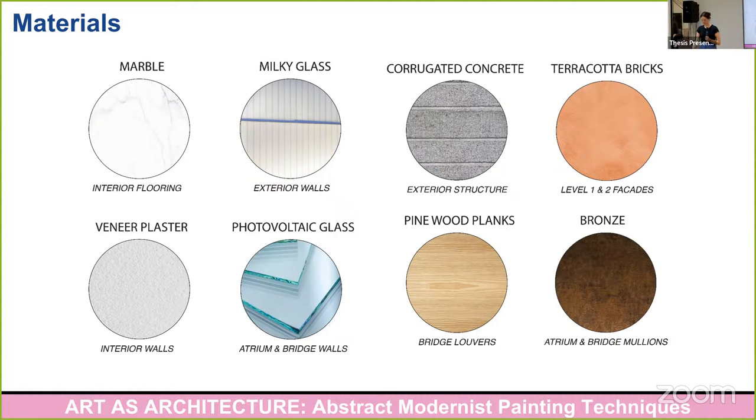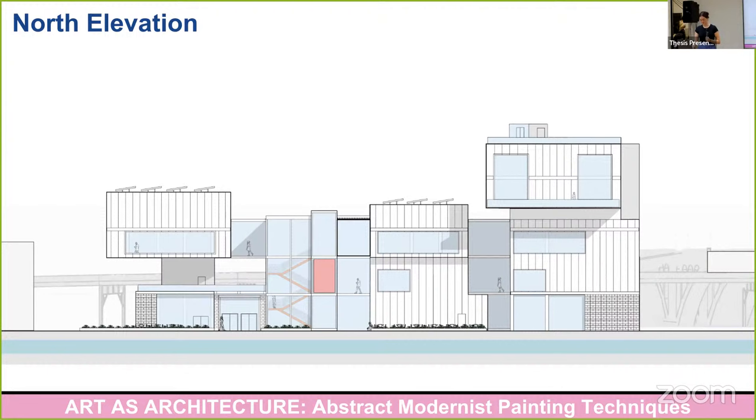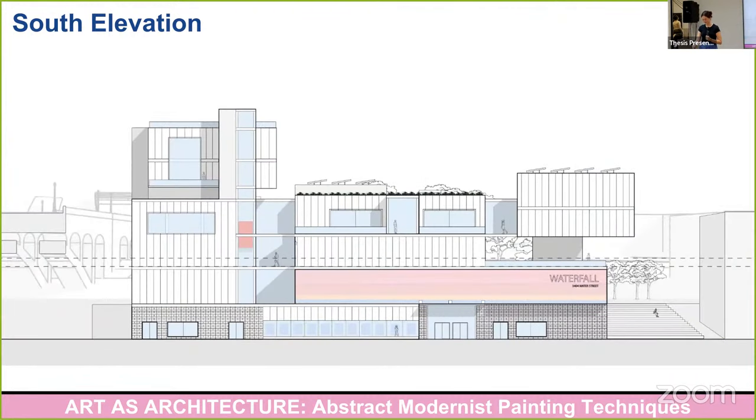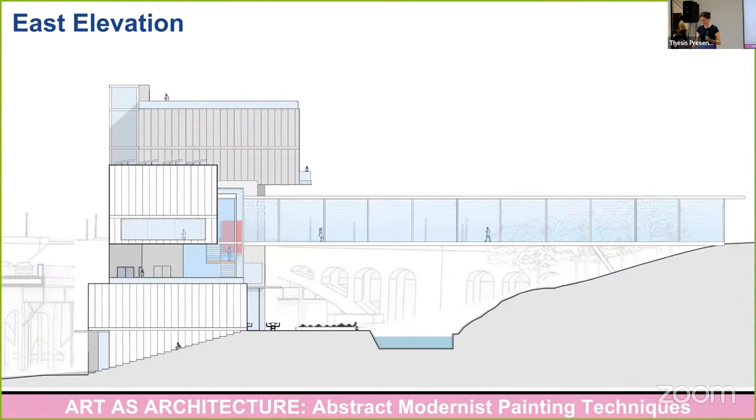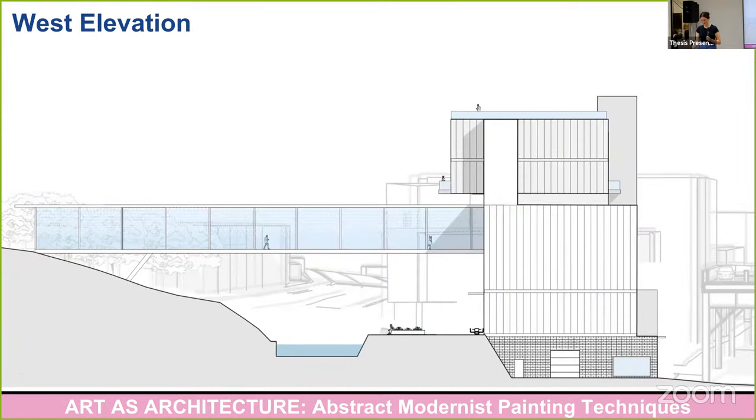The atrium and bridge are made of a PV low-E glass, and the bridge has a special semi-opaque ceramic frit pattern to minimize solar heat gain. You can see the general application of these materials and some mullion patterns in these elevations, as well as the key visibility of the vertical circulation core with the public elevator and staircase painted in bright red and orange colors.